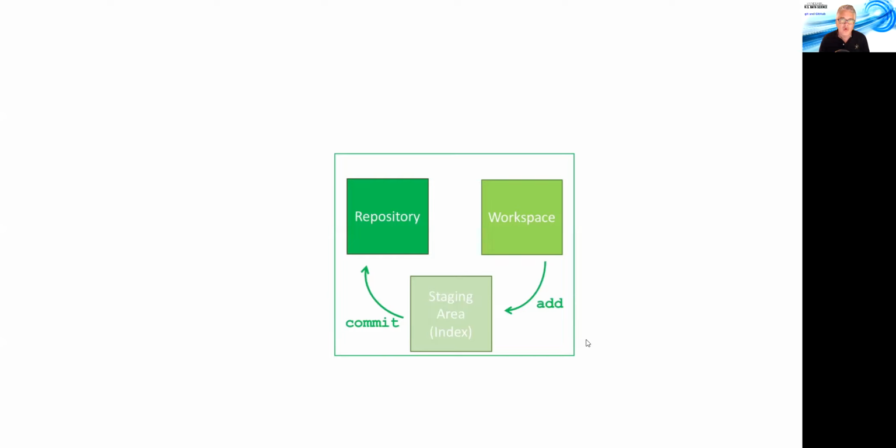Then when you're ready to go ahead and make a commit, you're ready to go ahead and move all those changes into the repository, you give what's called a commit. And that gets you your versioning. It gives you a way to unwind your changes.